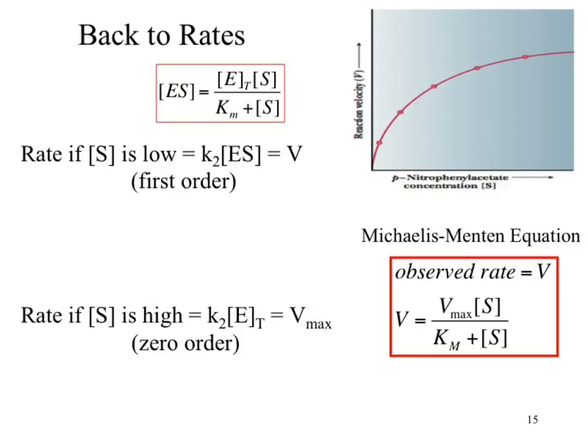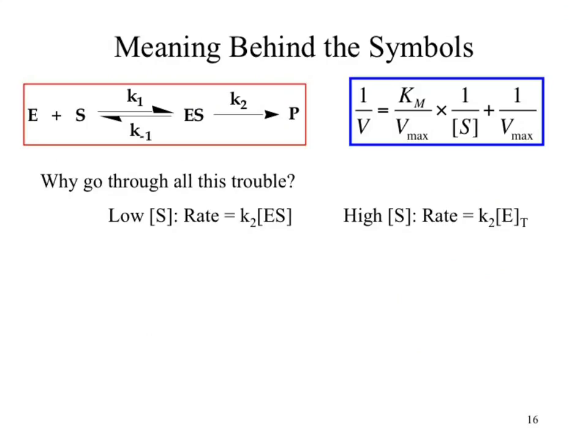Okay? Except for you guys, you don't have to derive it, you just have to work with it. Okay? So we end up with our Michaelis-Menten expression. Big, holy crap, is that really true? Oh my God. Gets us to our rates. If we now look at the meaning behind our symbols, okay, so if we go through all of this trouble, we now have a single expression that allows us to solve for both of these conditions.